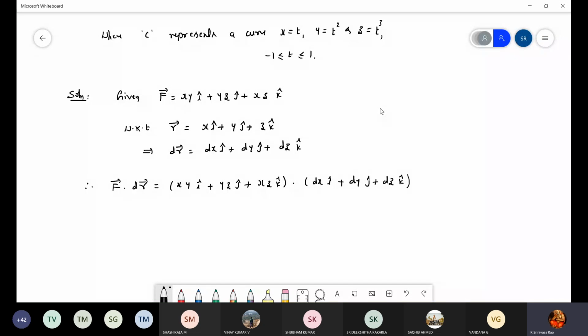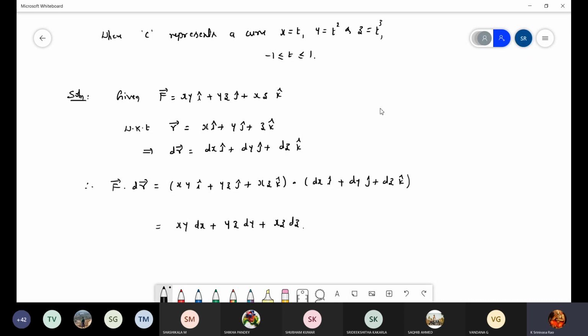What is the answer? How to calculate the dot product? xy into dx: xy dx plus yz dy plus xz dz. Correct? Dot product means you multiply corresponding components and you should not write ijk. You will get a scalar. This is F dot dr.